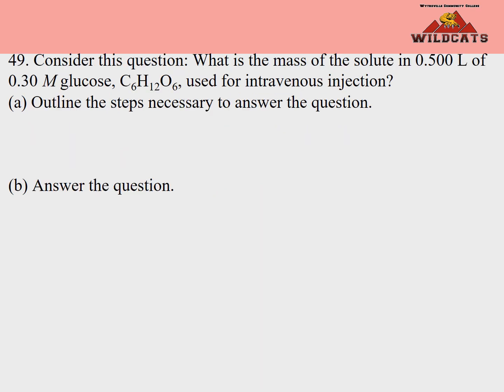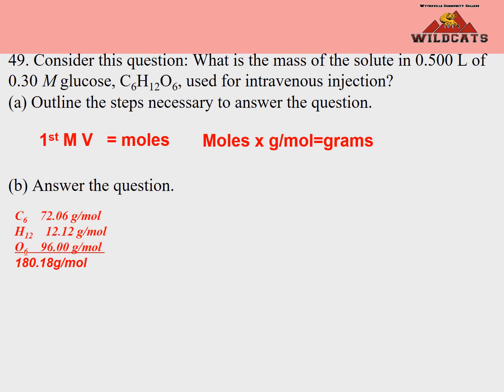This one says, what is the mass of solute in 0.500 liters of a 0.3 molar glucose? So we're going to need M times V, which is going to give us moles. And once we find the moles, moles times the molar mass will give us the grams. So we need to find the molar mass of glucose, which was 6 carbons, 12 hydrogens, and 6 oxygens for 180.18.